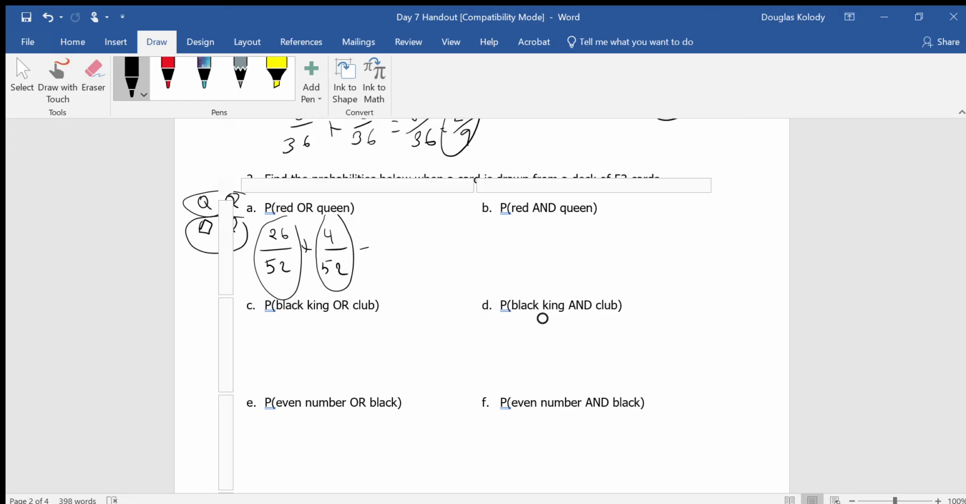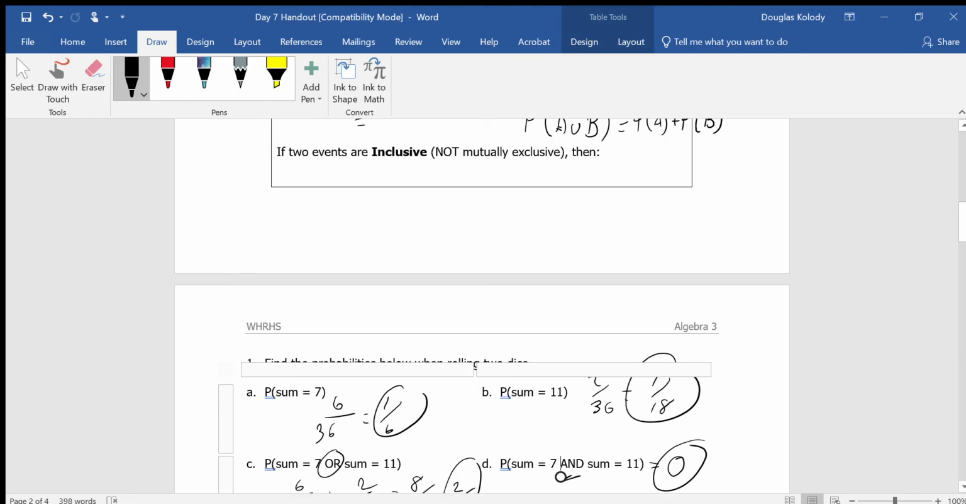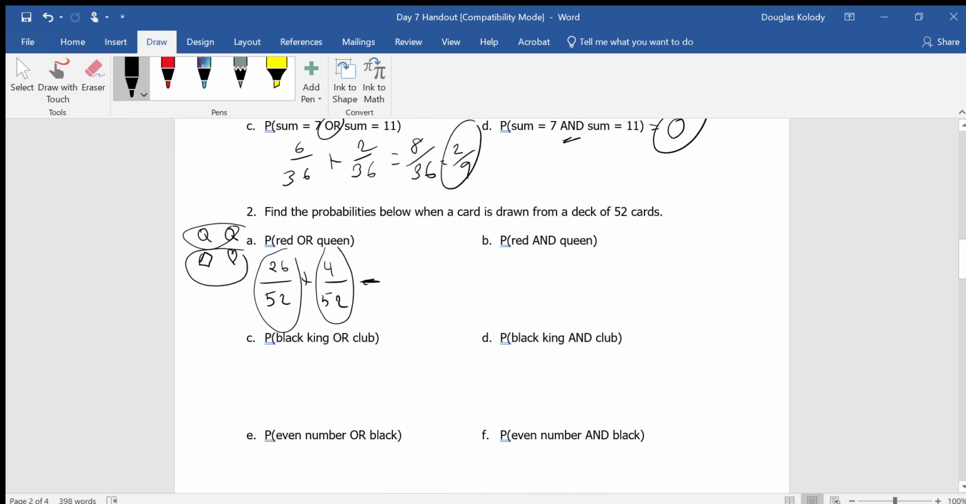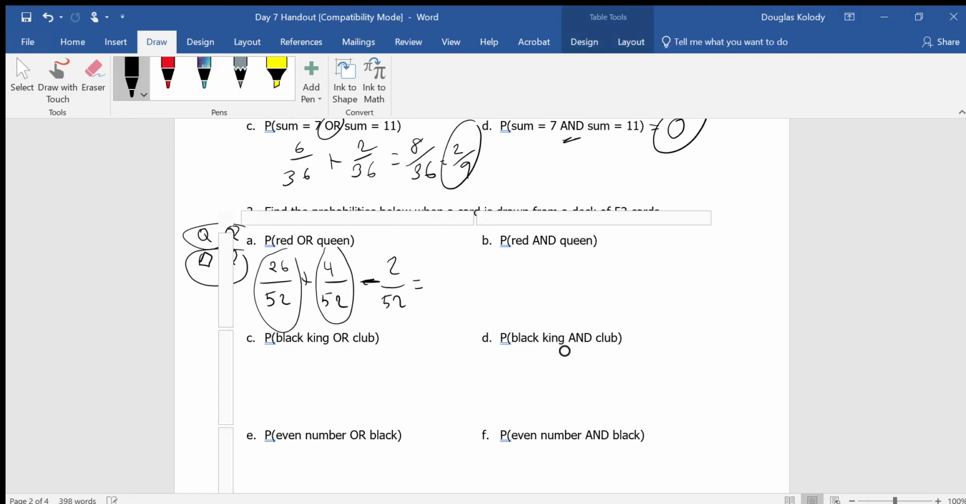So we need to subtract away the 2 cards that we counted twice, the 2 red queens. And so 26 plus 4 minus 2 is 28 out of 52, which reduces to 7 over 13.